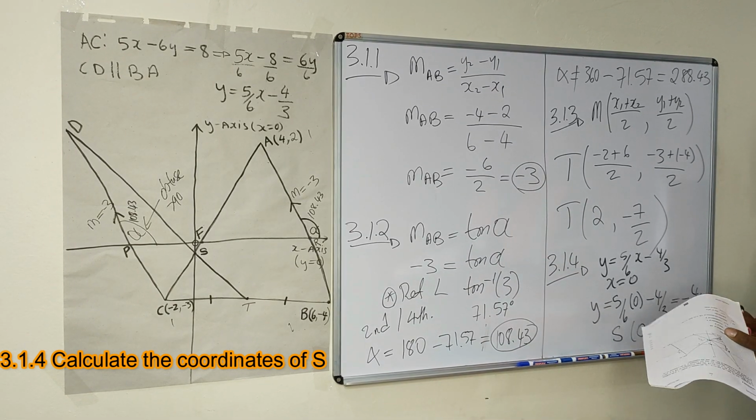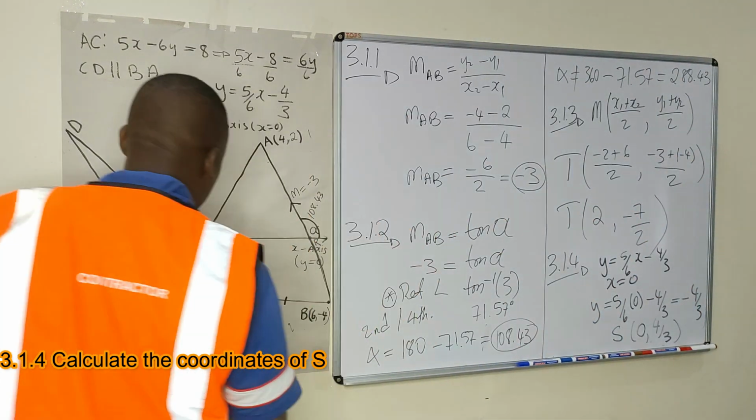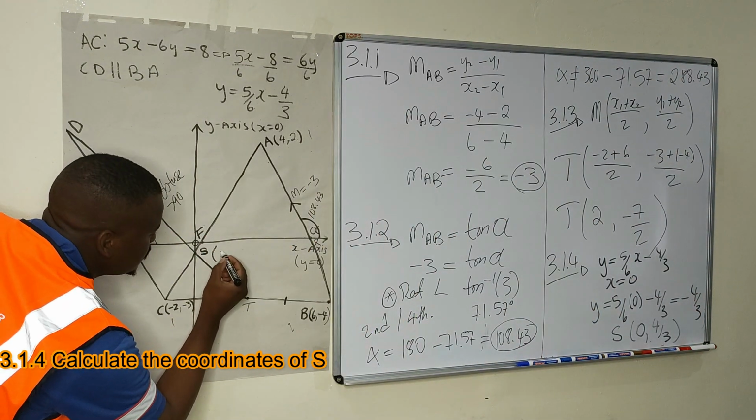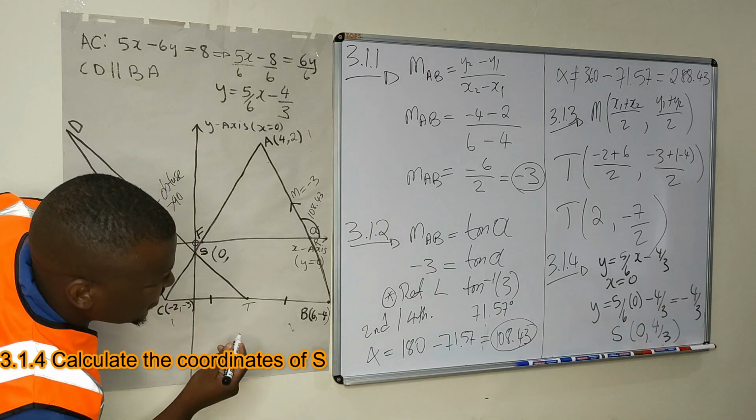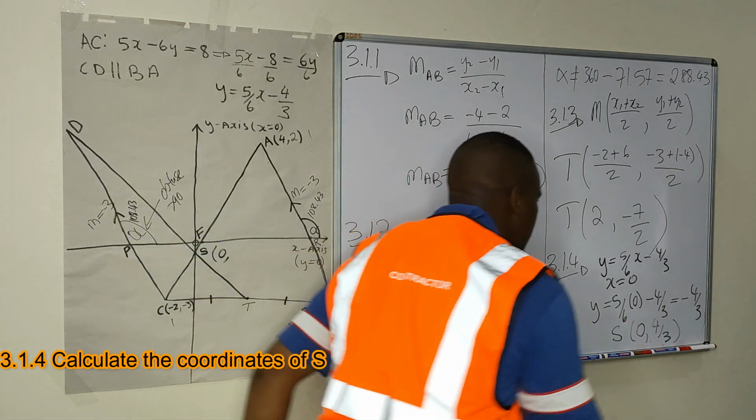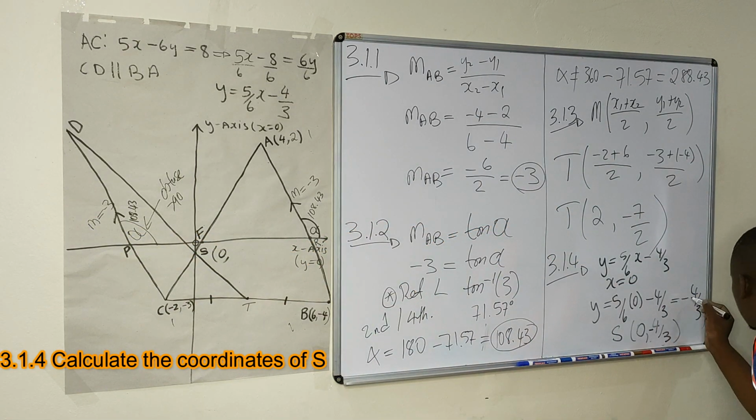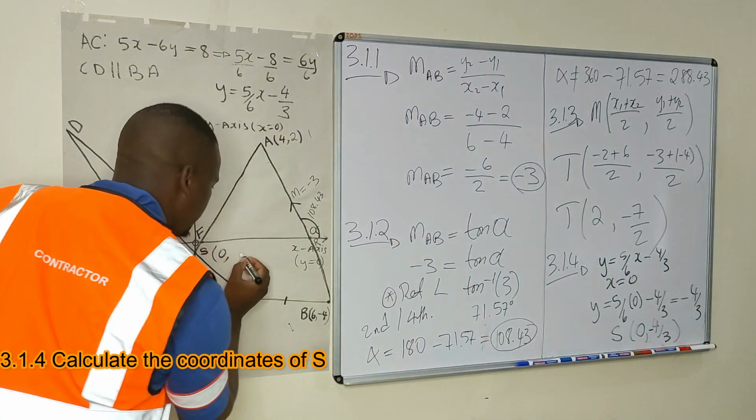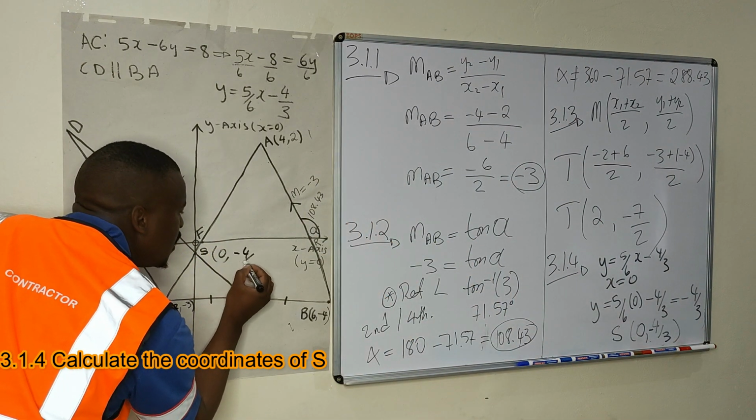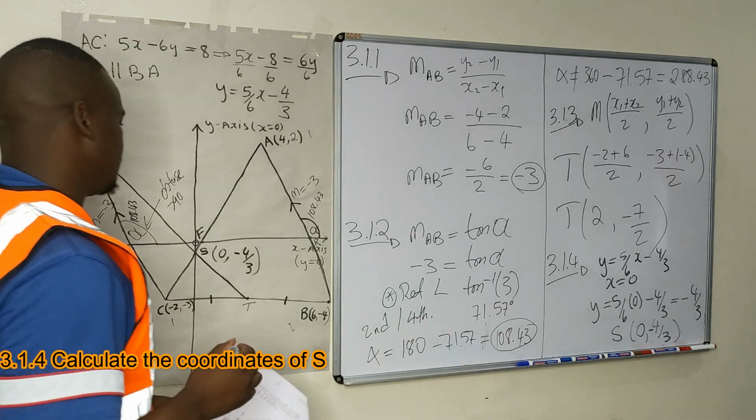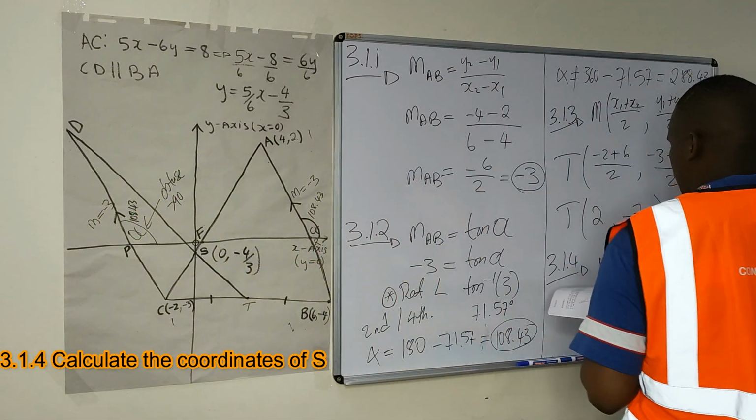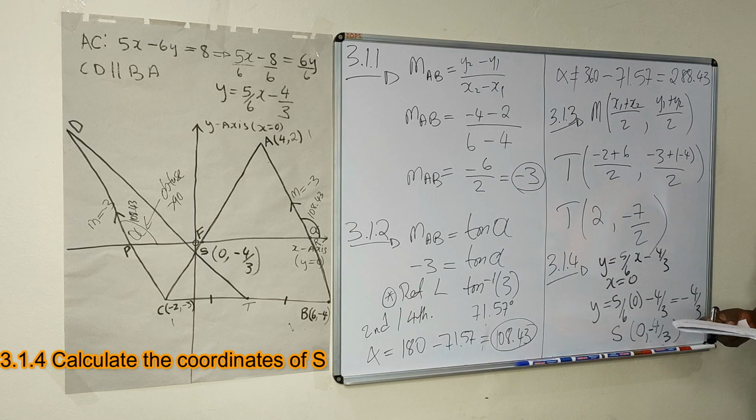You can add them here. You can say, okay, here's our S, we have 0. Our y coordinate is minus 4 over 3. These are the coordinates for S. So we're done with 3.1.